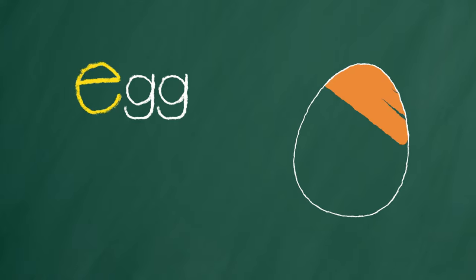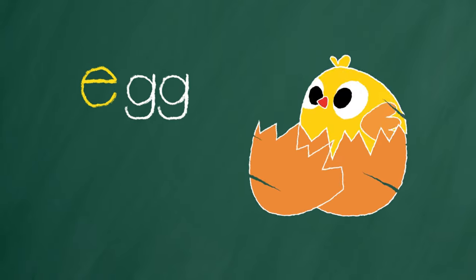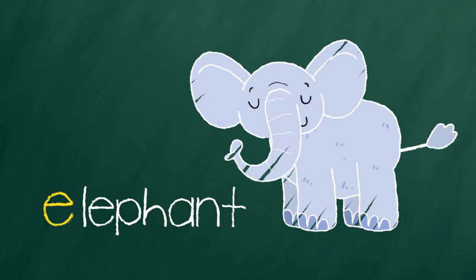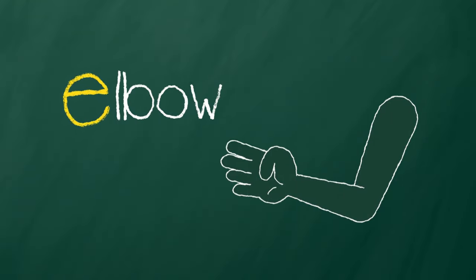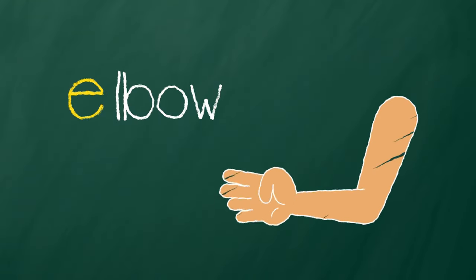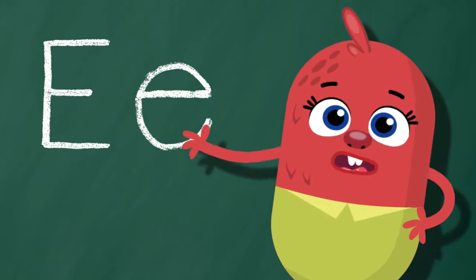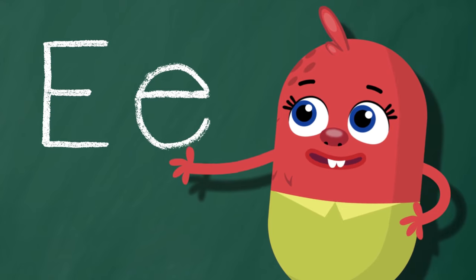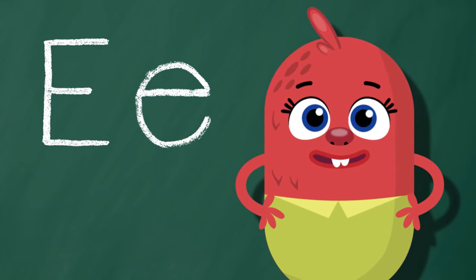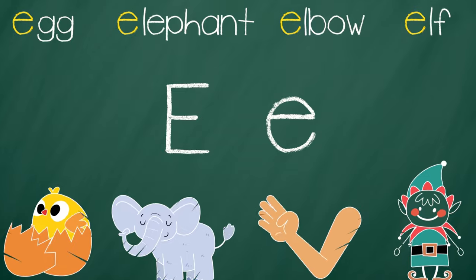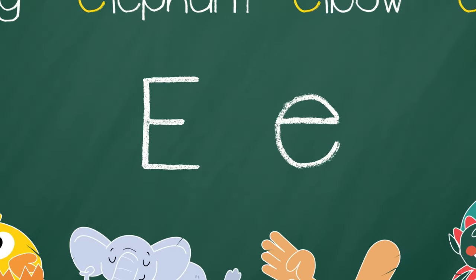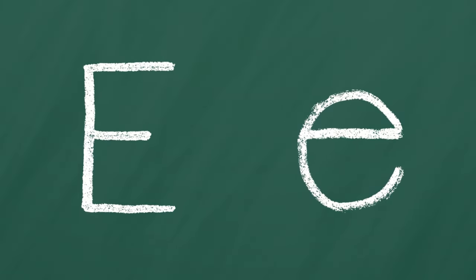Lowercase. Eh, eh, egg. Eh, eh, elephant. Eh, eh, elbow. Eh, eh, elf. Oh, I know so many words that begin with letter E.